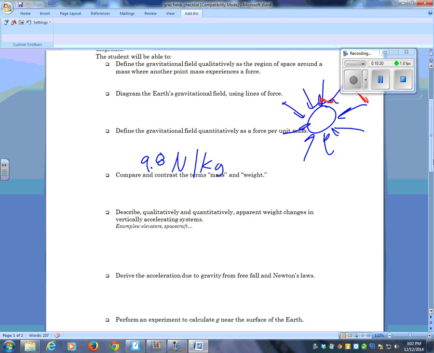Compare and contrast the terms mass and weight. Well, mass is a measure of how much there is, how much stuff, and weight is how much gravity pulls on it, right? I'm pretty smart.